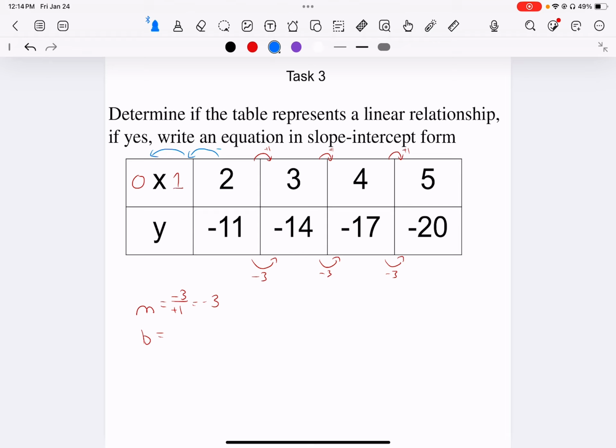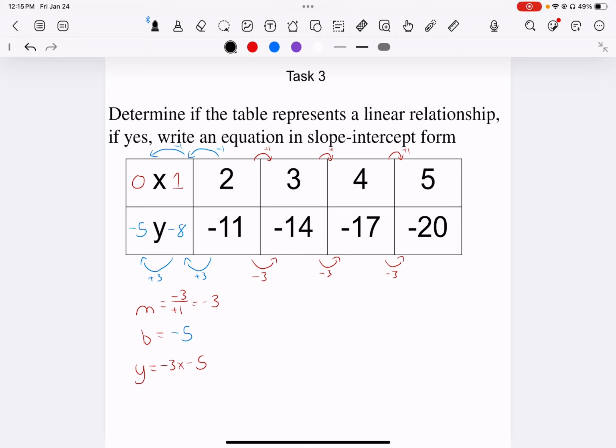So since I was adding 1, now I'm going to subtract 1. And since I was subtracting 3 to go to the right, to go backwards, I'm going to add 3. So that's going to put me at 1, negative 8. Then I have to go back again, subtract 1. Now add 3 again, and negative 8 plus 3 is negative 5. So my y-intercept is negative 5. So my slope-intercept equation would be y equals negative 3x minus 5.